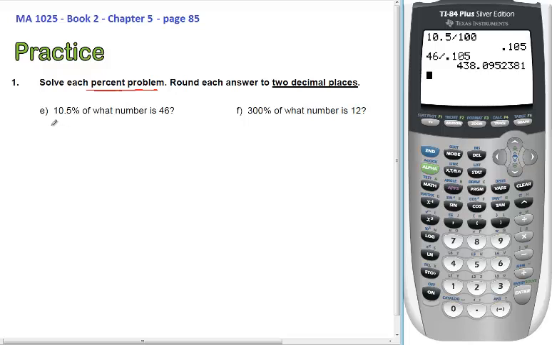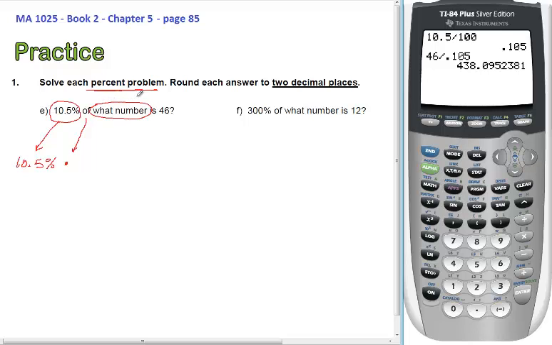So looking at the first one, 10.5% of what number is 46? Now take that percent sentence and change it directly into an equation. So 10.5% of, now of means in mathematics, of something means to multiply. So times. Now what number?